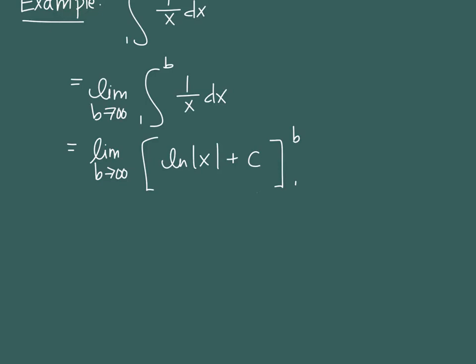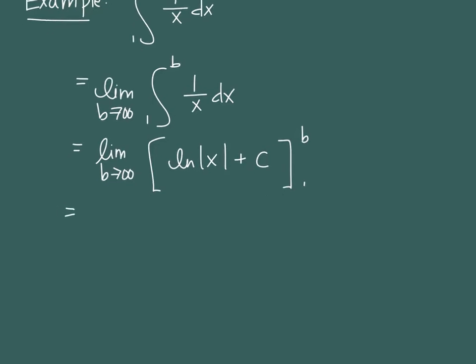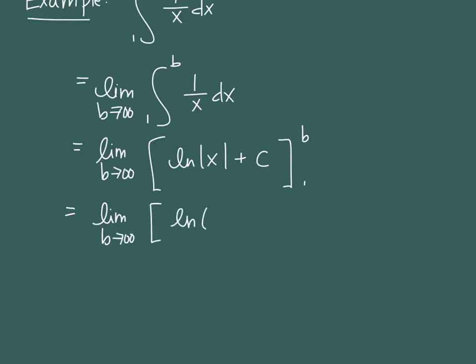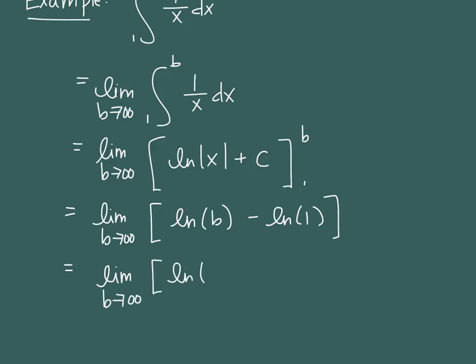Our bounds are positive right now. So then we have the limit as b approaches infinity, and we just plug our bounds in. We're going to have the natural log of b, which is a positive number, minus the natural log of 1. And we all remember what the natural log of 1 is, right? So this will be the limit as b approaches infinity of the only thing I have left, the natural log of b. Then I'm going to drop infinity into that now that I've evaluated the antiderivative.